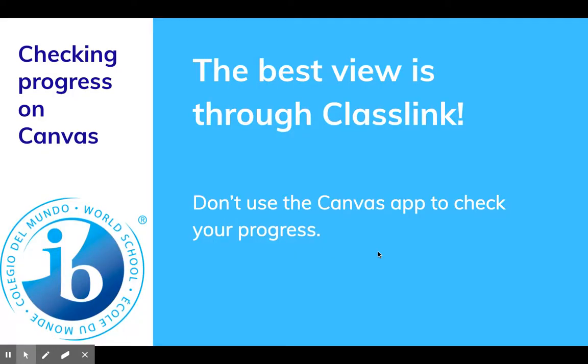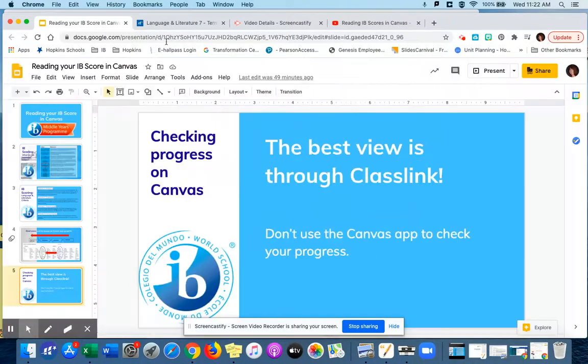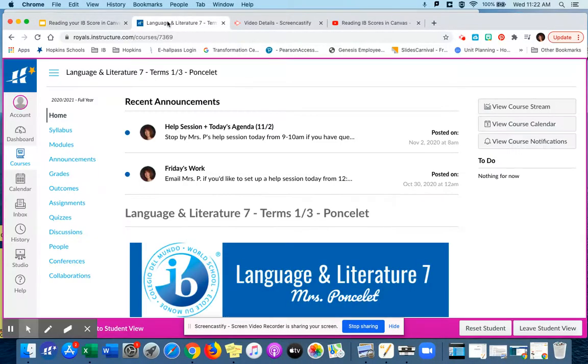When you are looking at your progress on Canvas, the best view is through ClassLink. So don't use the Canvas app to see how you're doing in each of those 4 areas. Instead, use ClassLink. And that view will look very similar to the view that I'm showing you here. When you go to the home page for your class that you want to check your scores on, go to the Grades tab.